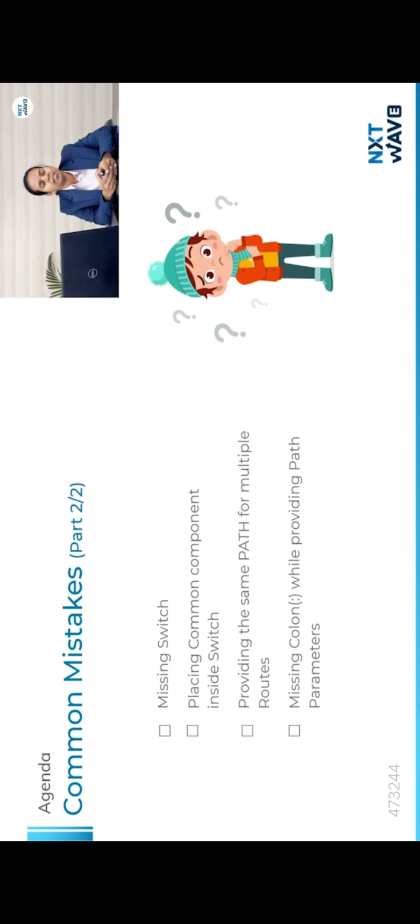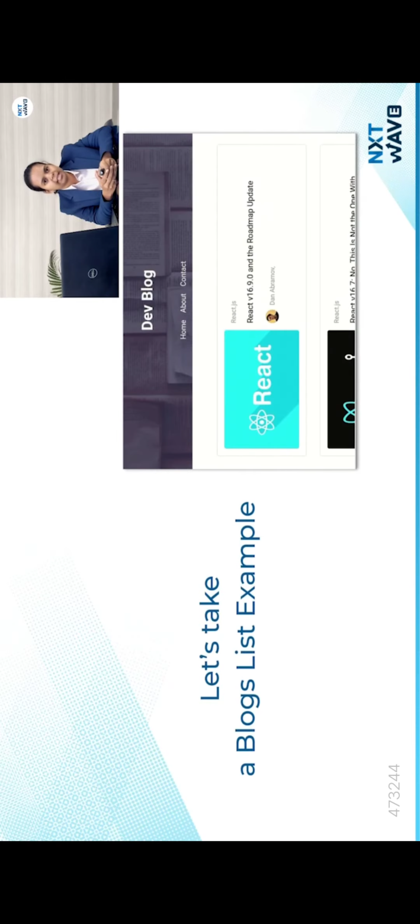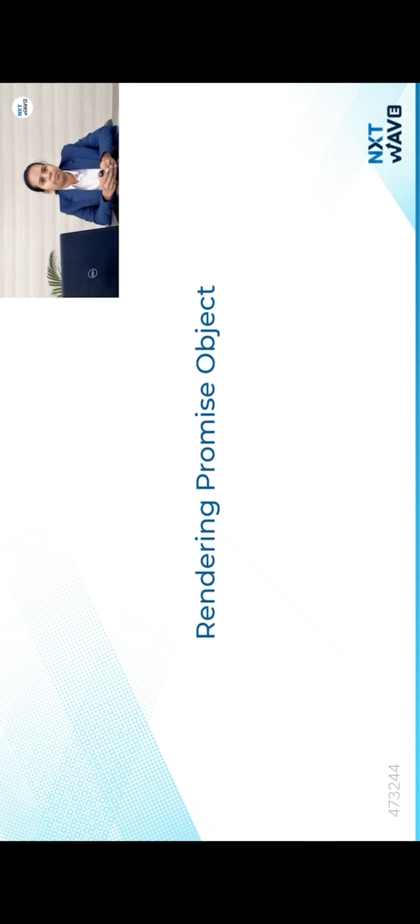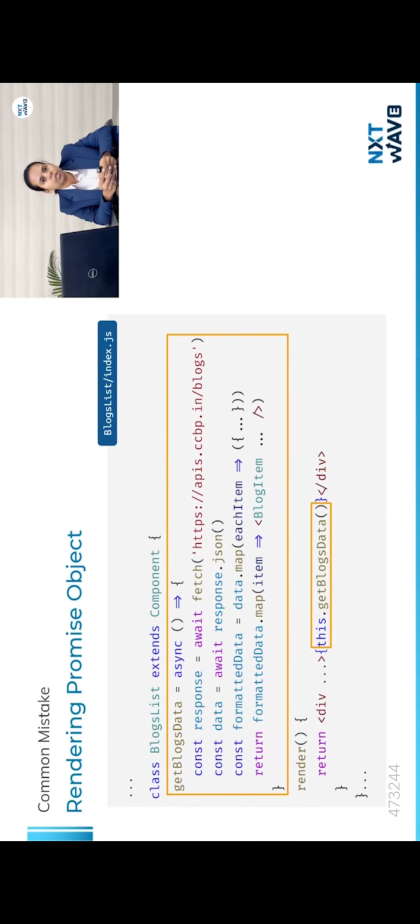So to understand these common mistakes, let's take a blocks list example. Let's start with the first common mistake, which is rendering promise object. Here you can see within the blocks list component, we are making an API call to fetch the list of blocks to be displayed. You can see the API call there, get blocks data. Within that, we are making the API call and we are getting the data.